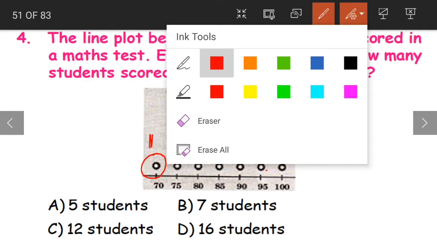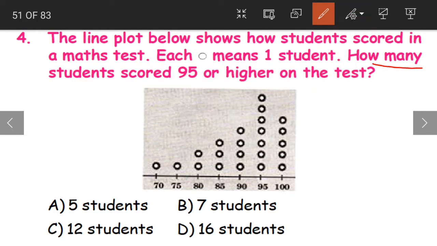Okay. Now we want to find out how many students scored 95. How many scored 95, children? 1, 2, 3, 4, 5, 6, 7. 7 circles, that is equal to 7 students only, right? So 7 students scored 95 or higher.